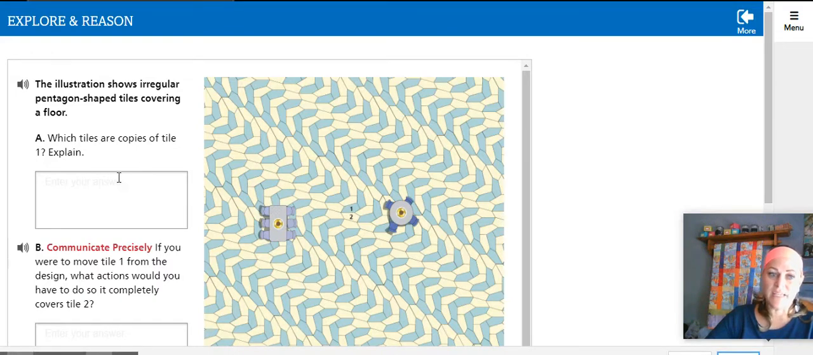So look at those closely, put your answer here, and then make sure it says if you were to move tile 1 from the design, like remove it or move it, what action would you have to do so it completely covers tile 2? So if you moved it out and rearranged it somehow, how would you cover up tile 2?